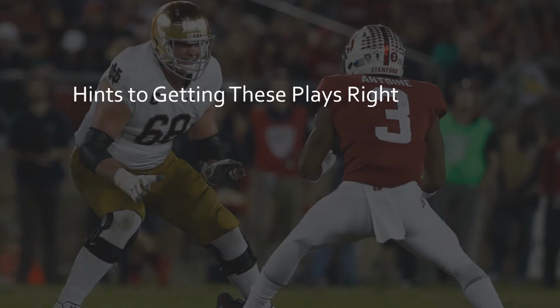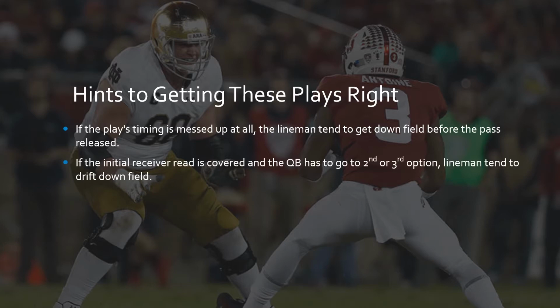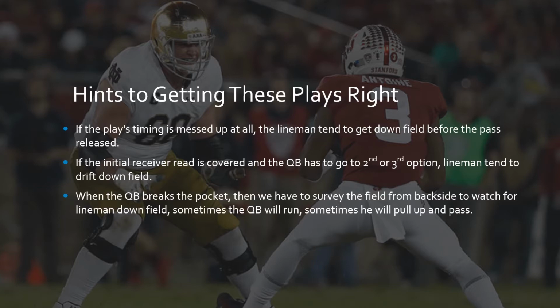Some other hints that you can use to get these plays right include, remember, it's all about timing. If the timing of a play is messed up, the linemen tend to get downfield before the pass is released. So if there's any reason that the timing is messed up at all, be on the lookout for potential IDP plays. Additionally, if the quarterback's initial read is covered and the quarterback then has to go to their second or third option, the linemen tend to drift downfield. So keep those two things in mind.